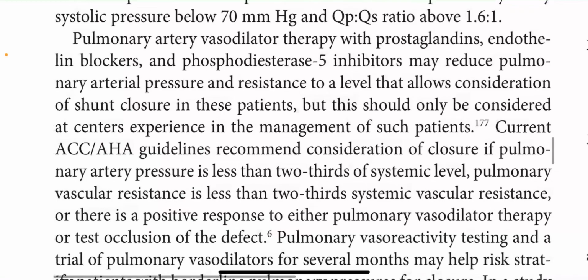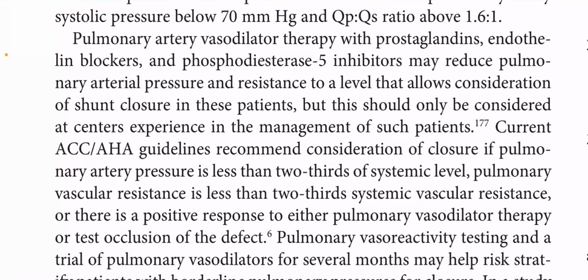Pulmonary artery vasodilator therapy with prostaglandins, endothelin blockers, and phosphodiesterase 5 inhibitors may reduce pulmonary arterial pressure and resistance to a level that allows consideration of shunt closure in these patients. But this should only be considered at centers experienced in the management of such patients.